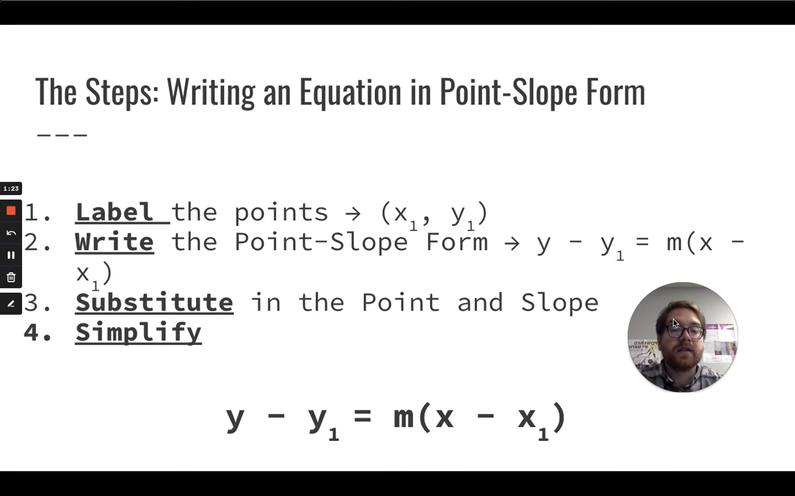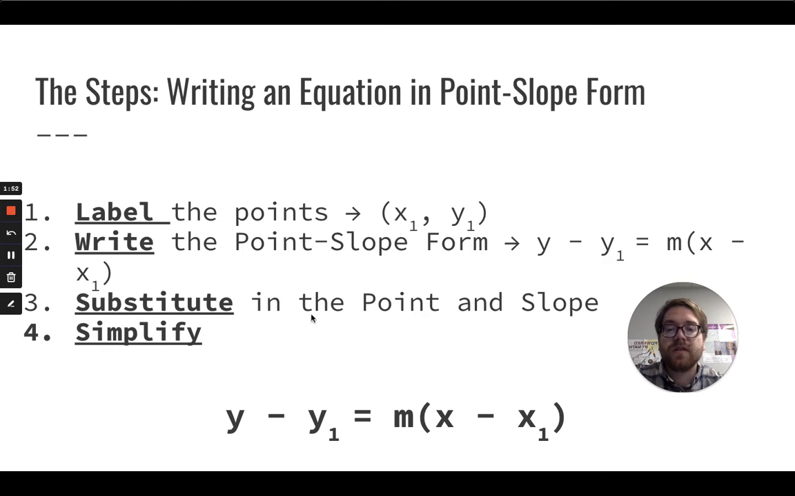In order to write an equation in point-slope form, we can follow a few simple steps. We'll first just label the point that's given to us as x sub 1 and y sub 1. That just helps us remember, okay, this is our x value and this is our y value, to help us remember where that's going to go. And then we're going to write the point-slope form, y minus y sub 1 equals m times x minus x sub 1. Okay, that's something that you always want to keep in front of you so you remember what the form is, because you're just going to fill in those values.